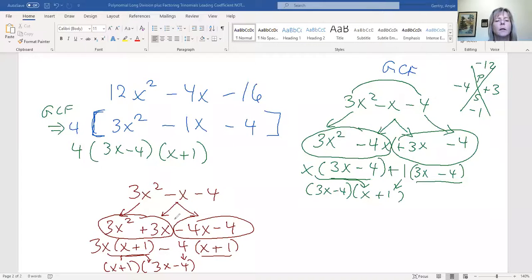So anyway, does it matter? A times b is b times a. It's the commutative property of multiplication, so it doesn't matter. So just real quick, one more time.